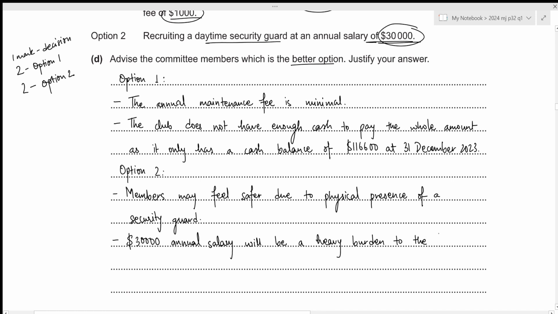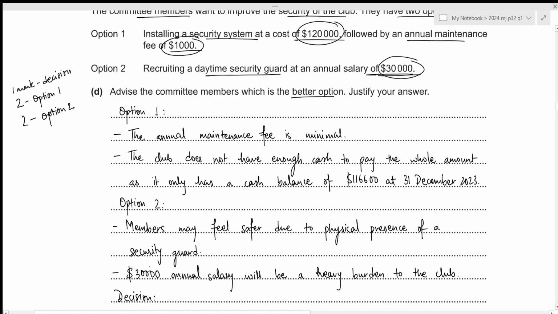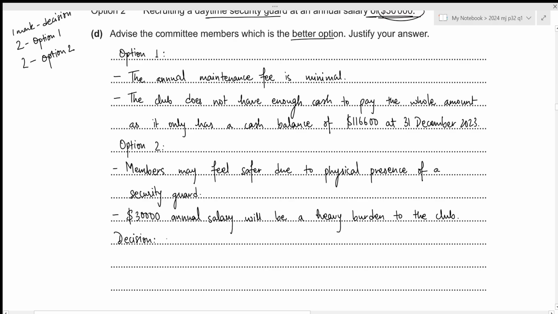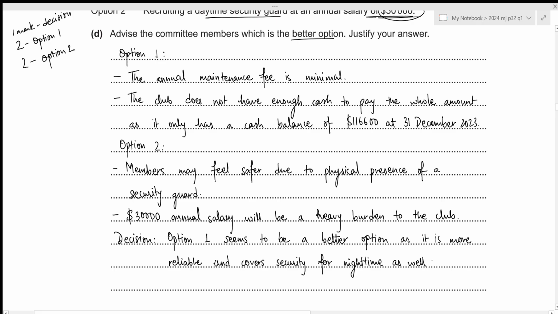Now, based on these comments, we'll have to make a final decision. So personally, I would advise the committee members to go ahead with option 1 because it is more reliable as there is no need for a human presence, and also that option 2 will not provide a security guard at nighttime. So it means that the club is still subject to the threat at nighttime. That's why option 1 feels like a safer option. So option 1 seems to be a better option, as it is more reliable and covers security for nighttime as well. Unlike option 2.